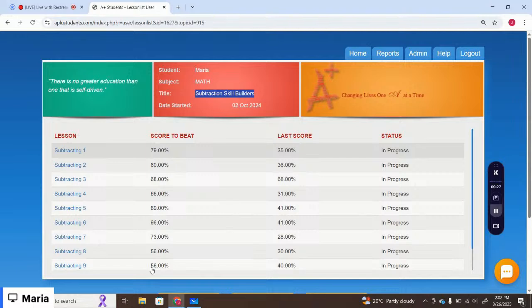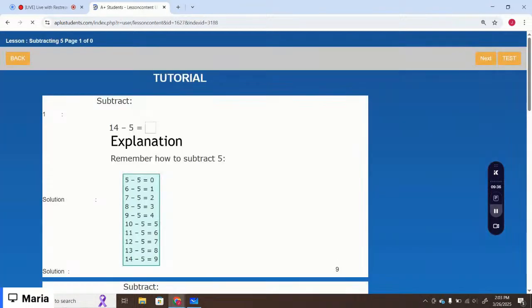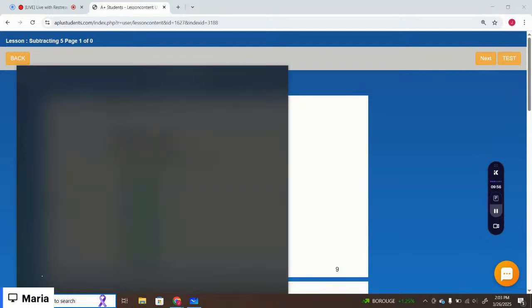And I'm on grade 1 math. The chapter we're on right now is Subtraction Skill Builders. Let's just start with the lesson that is subtracting 5. We have already started this chapter earlier this week, and we already know how to subtract, right? The numbers are different, but the concept of subtracting is exactly the same. So today we are going to start with subtracting 5.